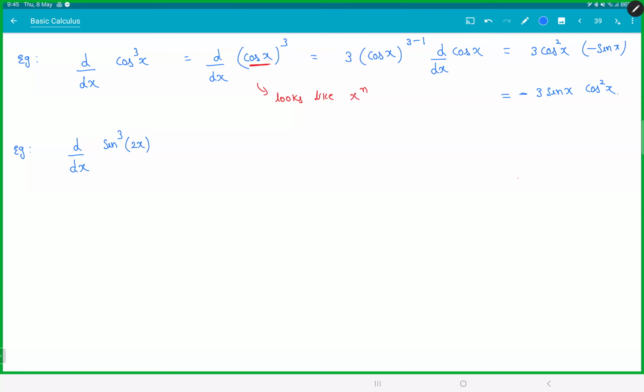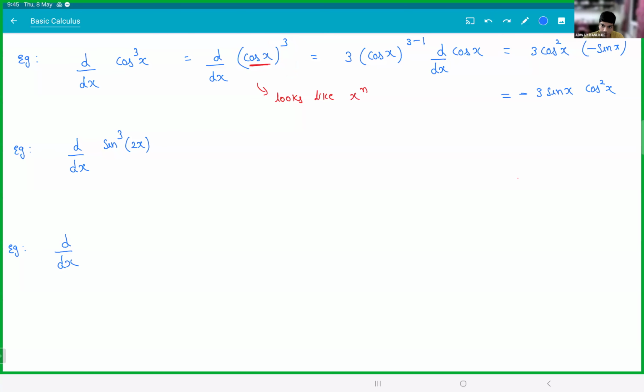Anyone who didn't get this, please ask me. Anyone confused with this? Sir, why did you differentiate cos x again, this one and this one? Because this thing looks like x power n, but is it really x power n? Actually not. So this is a function to the power of 3. So you have to differentiate that function again, no?